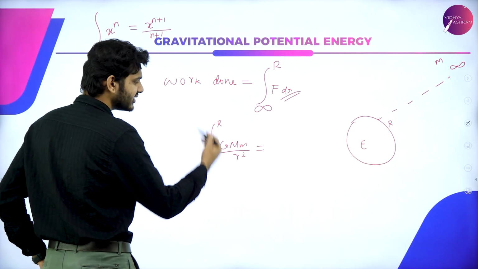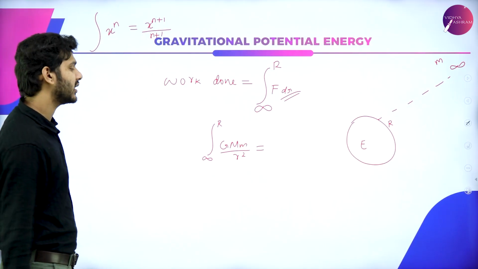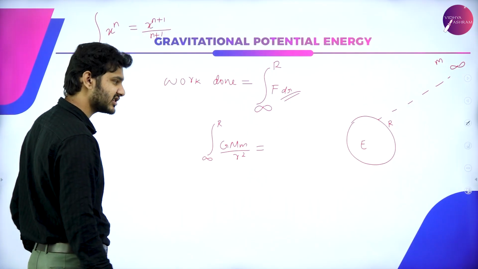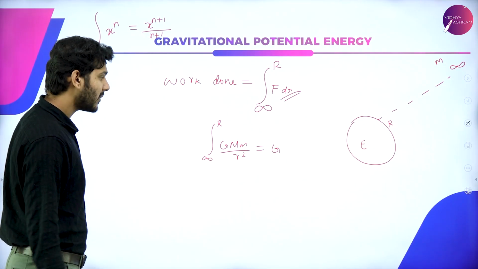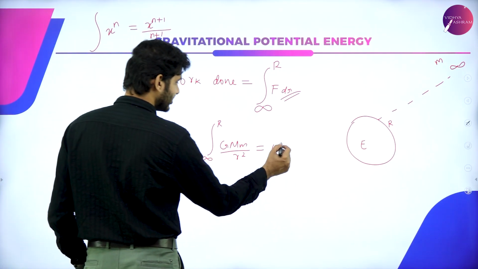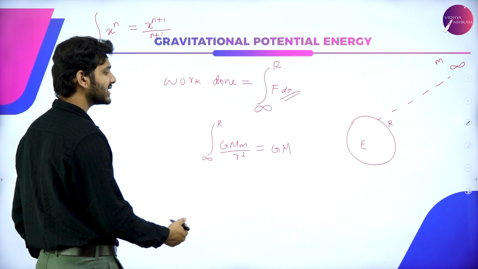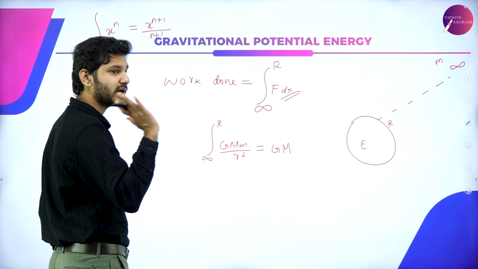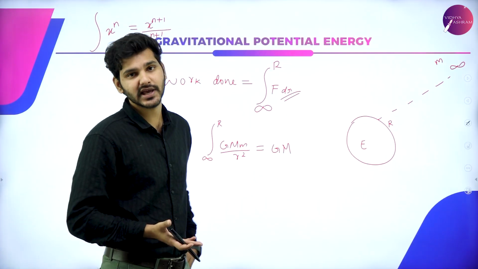So again, GMm by r square. We know that we only integrate which is a changing quantity. So G is a constant, which is the gravitational constant, which comes right outside of the integral sign. Mass of the planet, it is not going to change. So M is also coming right outside, and the mass which we are bringing, just because we are bringing it in doesn't mean the mass is going to change. And we are bringing it very slowly actually.